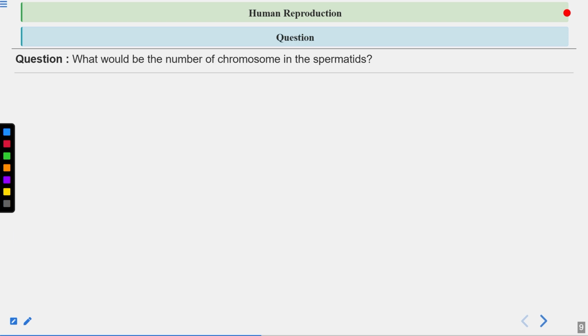Now here is a question. What would be the number of chromosomes in the spermatid? This is a very easy question. They're just asking you the ploidy level of the spermatids, or what is the number of chromosomes in the spermatid. So let's have a look at the answer.